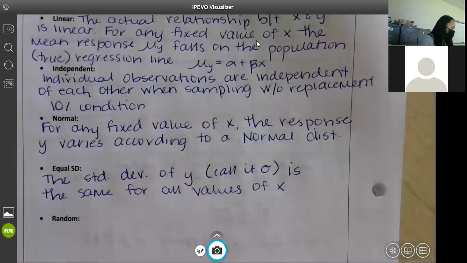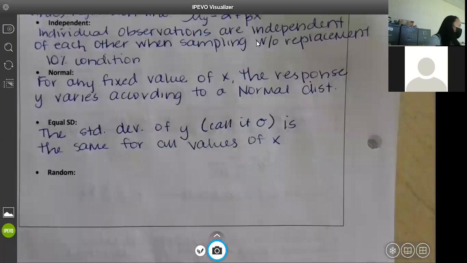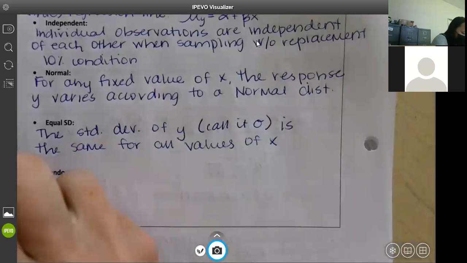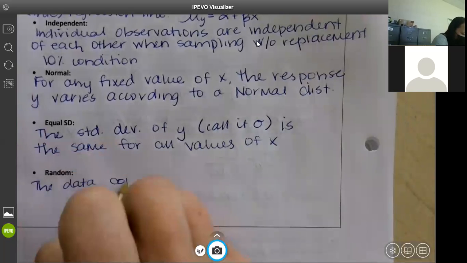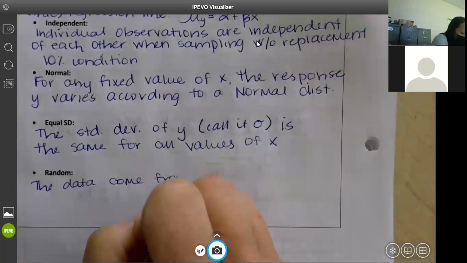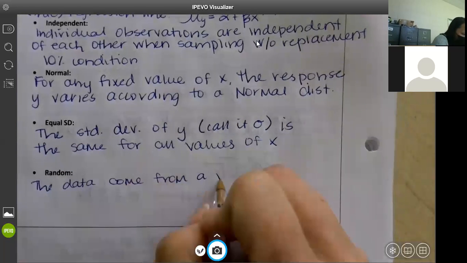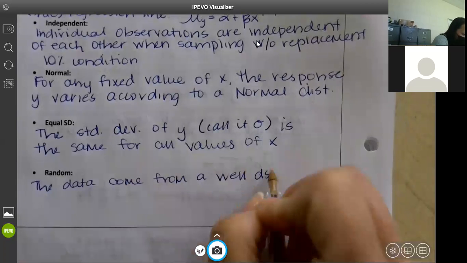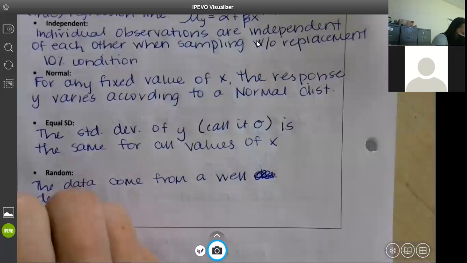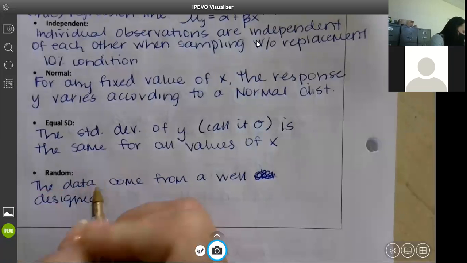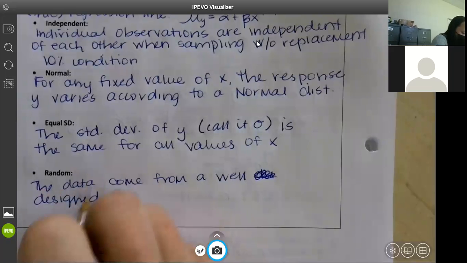And then the last one is random, and that's the same thing that we've been doing. The data come from a well-designed random sample or randomized experiment.